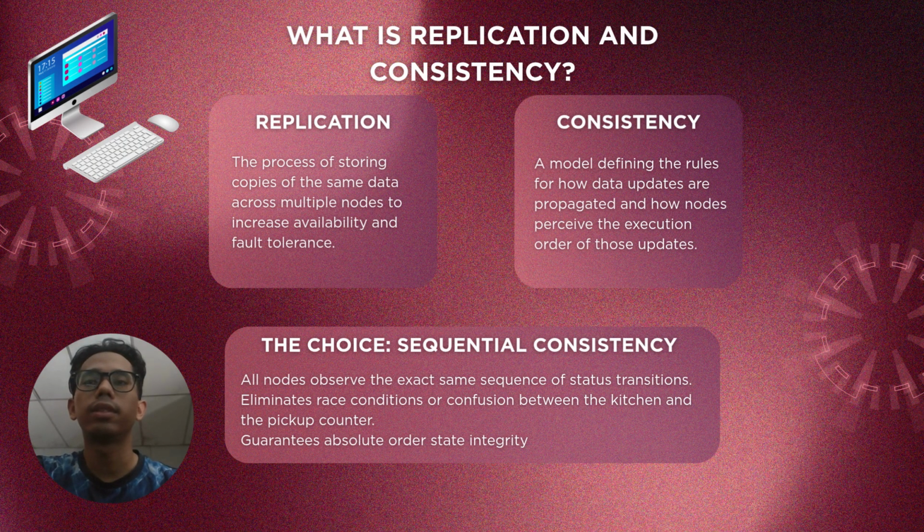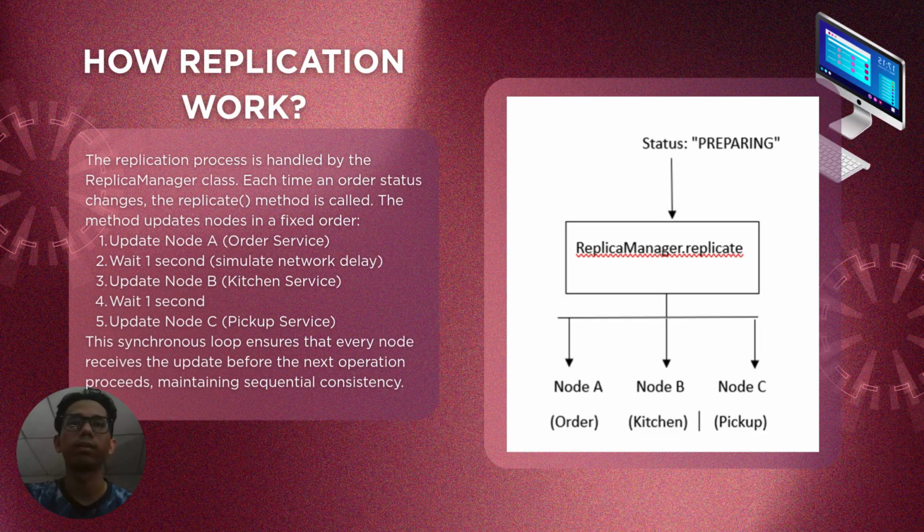It is also because eventual consistency would allow temporary mismatches that cause chaotic customer complaints. I will continue with how replication works in our system.